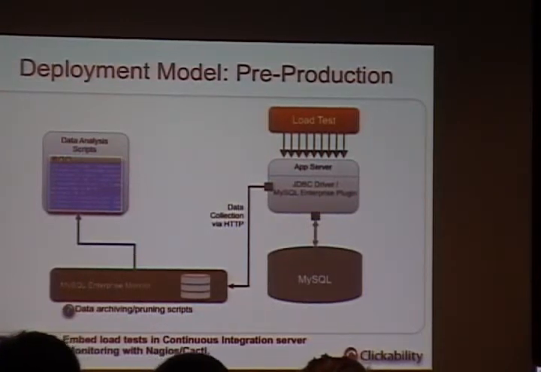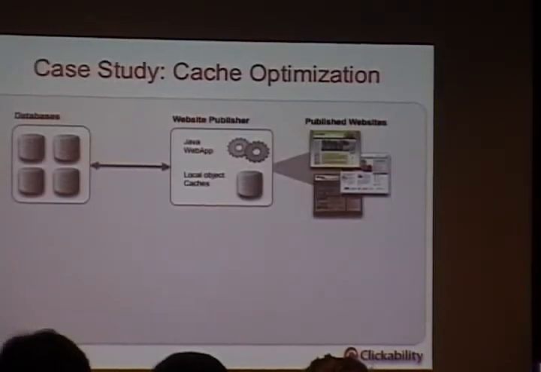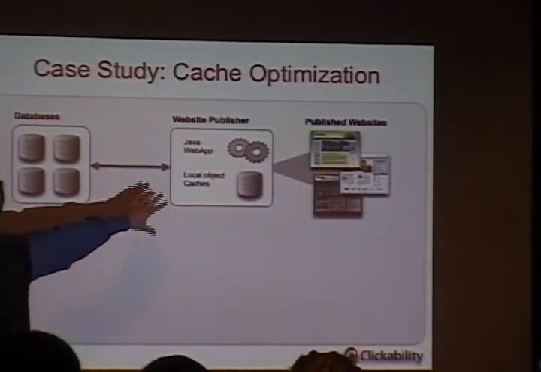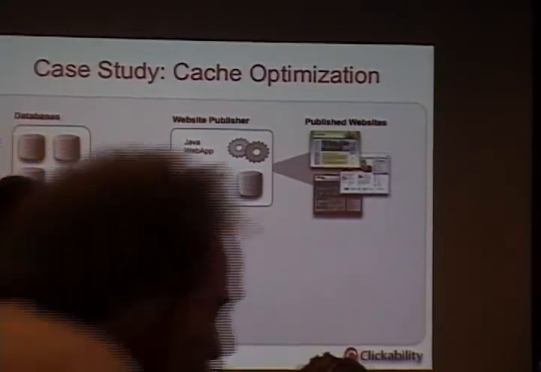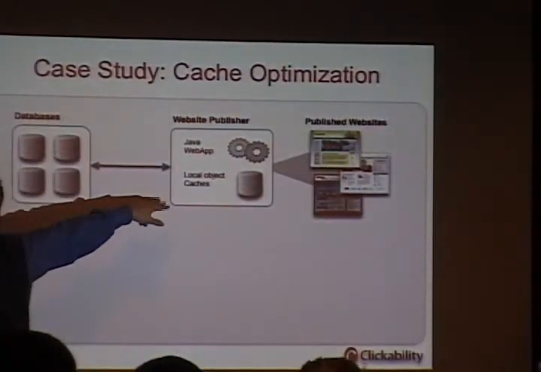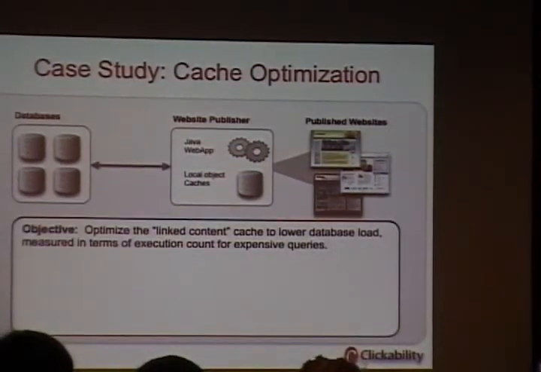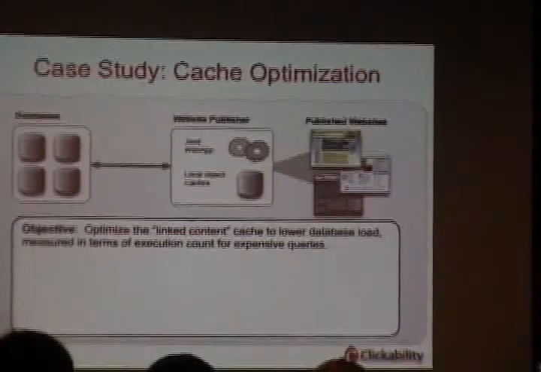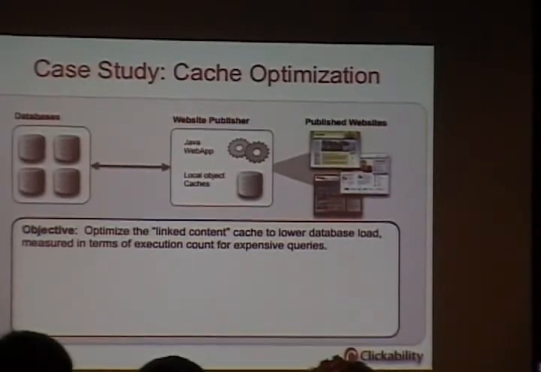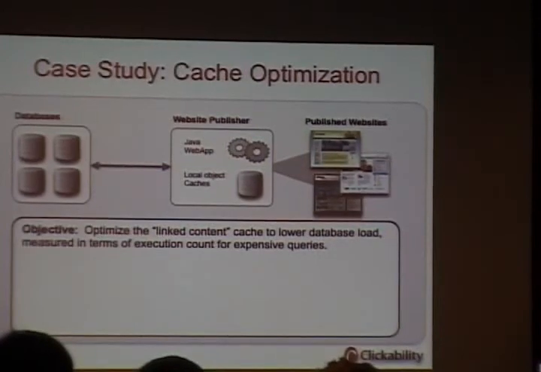And this is what we actually use to do this little case study, which I'll present, which is really optimizing one of our internal caches. So we have data in databases. We have a Java application that's publishing websites, customer websites. And in the middle here are these little object caches for performance. What we're going to do is try to optimize what we call our link content cache to lower the database load, and measure that in terms of the number of executions of a particular query that we're studying. We know it's expensive. We can't tune it any better than it is. It's just expensive, so we want to reduce the number of executions there.